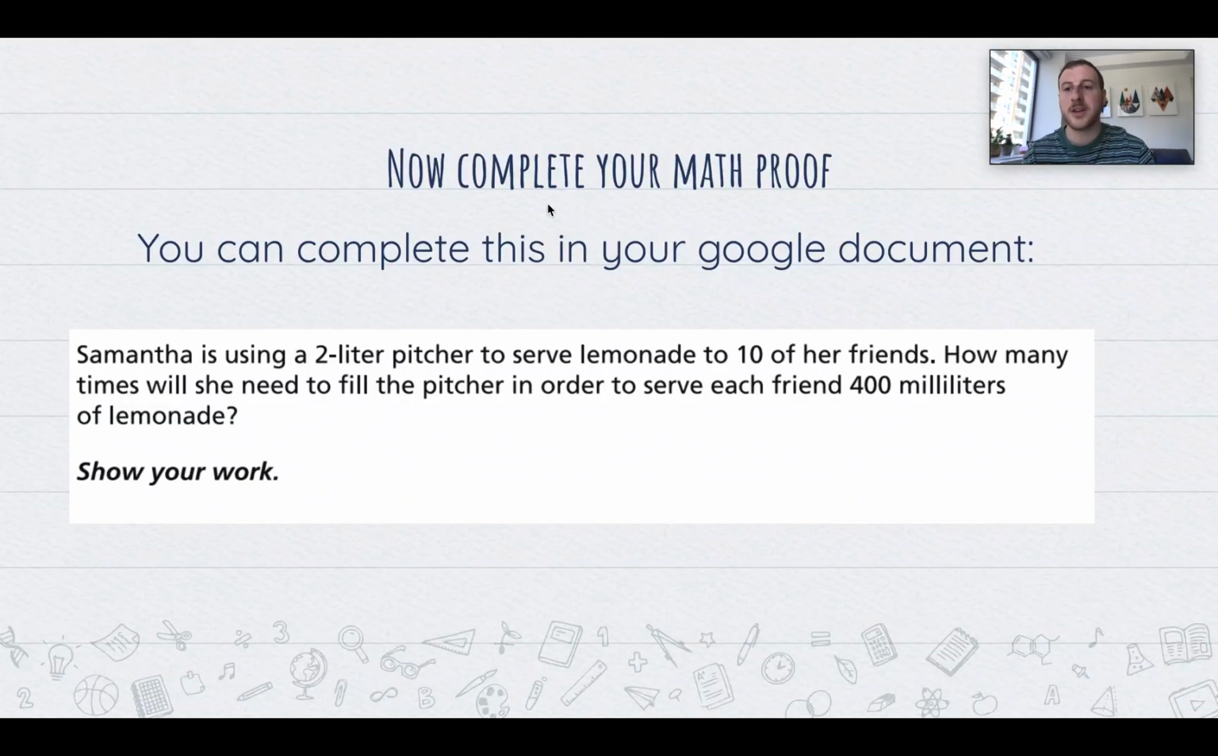Now you're going to complete your math proof with this information in mind. Also keep in mind that your math proof is in Google Classroom, and there are also some different types of helpers for you in the assignment. Your math proof says Samantha is using a 2-liter pitcher to serve lemonade to 10 of her friends. How many times will she need to fill the pitcher in order to serve each friend 400 milliliters of lemonade? Make sure to show all your work as best you can, and don't forget the DIMS.